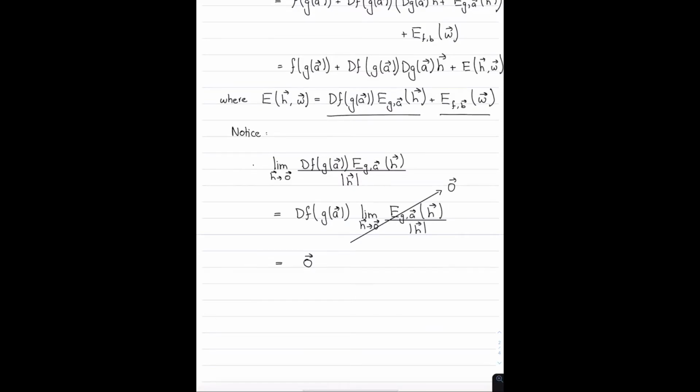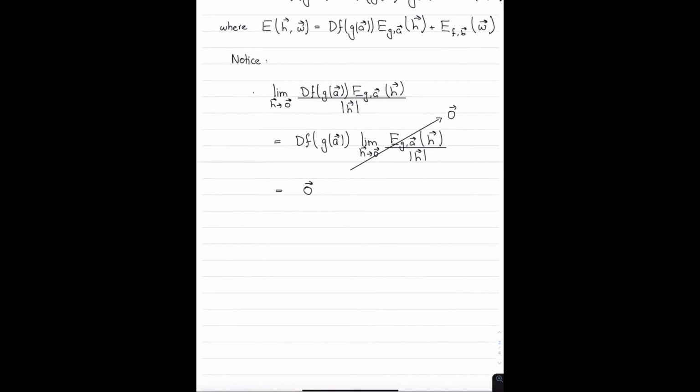Now we need to see what happened. We don't know that this thing goes to 0. We know that this expression divided by the norm of h goes to 0 as vector h approaches the 0 vector. And we need to make the same conclusion about the second factor, although this one will be a little bit harder to do. So you have to be a little bit careful over here.